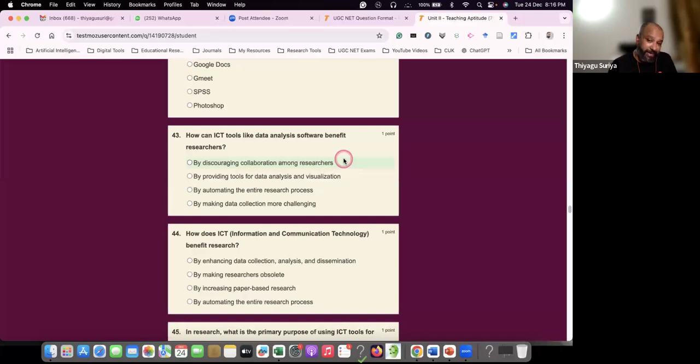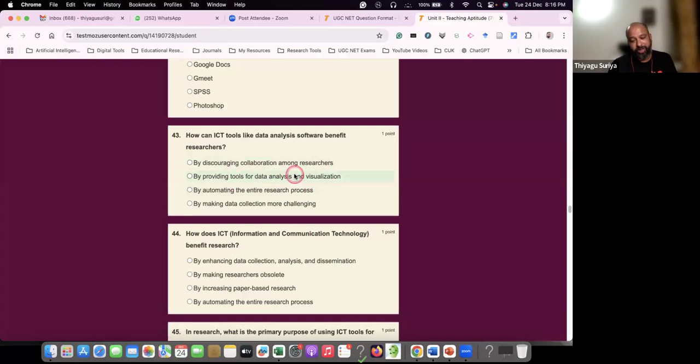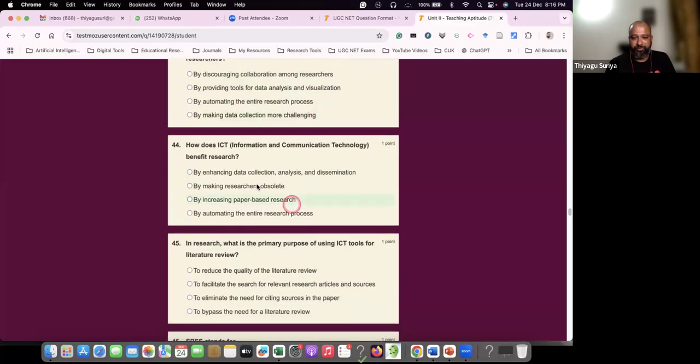ICT for data analysis software: by providing tools for data analysis and visualization. The more accurate answer in this case is the second option, by providing tools for data analysis and visualization. The first one, discouraging collaboration, is a negative answer we cannot give. This one, for automation, is not correct. Data collection is not possible. For data collection, we are using different kinds of forms.